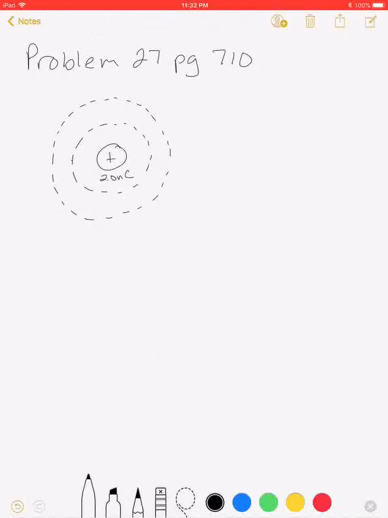And we have these points A, which is over here. B is over here. And they're both on a circle that is 1 centimeter from the charge. We also have a point C, which is on this outer circle, and the outer circle is 2 centimeters away from the charge. Okay, and the question has two parts.